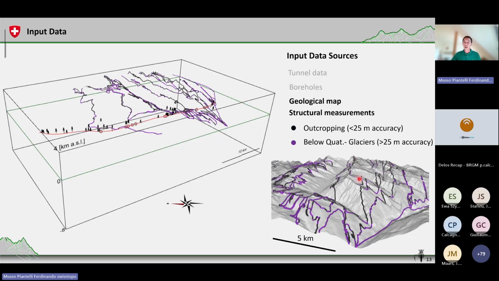And this already gives us a good chance of interpolating planes for about 2 kilometers. And this is something we are very grateful for when extrapolating in the subsurface.